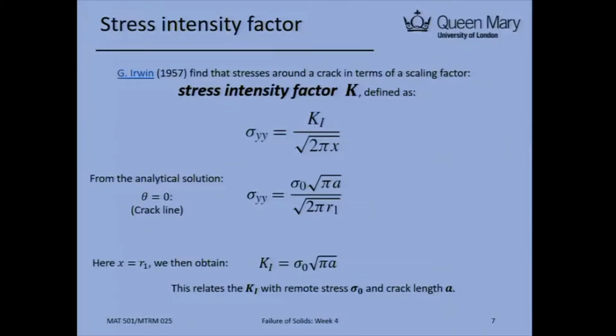That's easier to use in most cases, because you know this sigma 0 from the loading that you applied, and you know the notch length a that you cut, right? And then you know this stress intensity factor at the crack tip. The unit for this factor is very weird, but think about the stress unit is MPa, and the length here, the crack length, is in meters. So it's MPa square root of meter. That's the unit of this Ki.